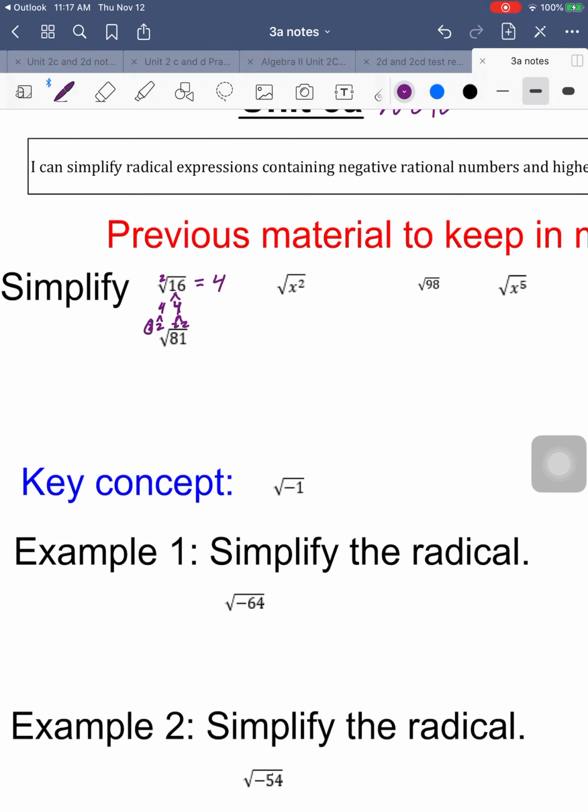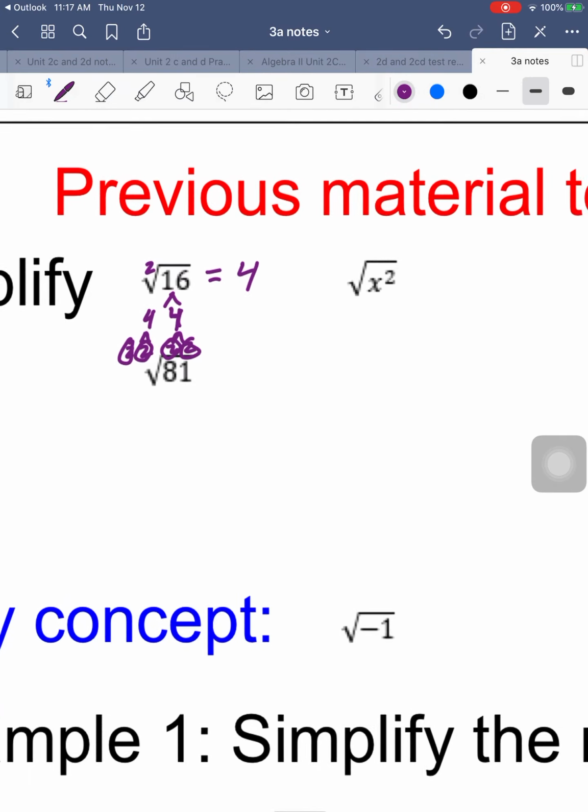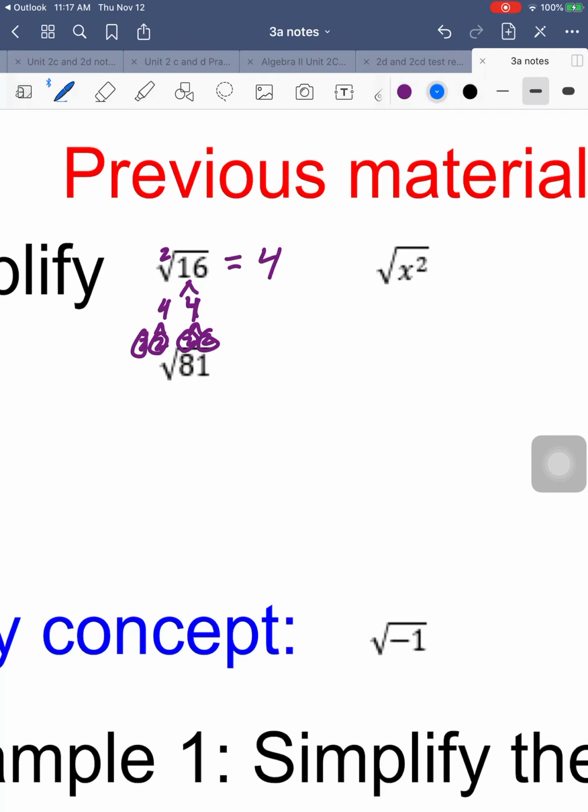2 is a prime number. What I tend to do is circle those 2's. And then, since it's a square root, I need pairs. So a pair of 2's is 2, and another pair of 2's is another 2. You multiply them together, which gives you the 4. So you could just know off the top of your head that square root of 16 is 4. Otherwise, you could break it down into prime numbers.